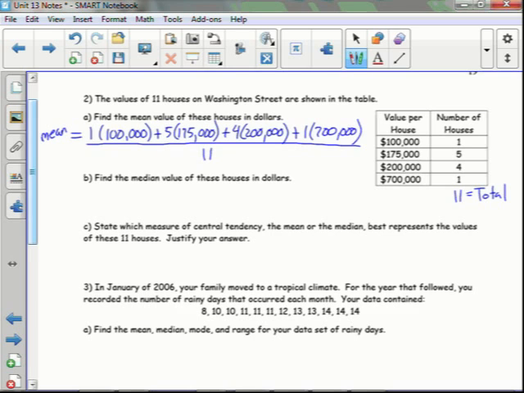Okay, so often a common mistake is people don't put in 5 175s. They only do that once, and that would really change our data. So we can calculate what this is going to come out to, and we have 100,000 plus 5 times 175,000 plus 4 times 200,000, plus 700,000. I'm just entering this into my calculator. And that comes out to be 2,475,000. Okay, so I can squeeze this in. 2,475,000 divided by 11 is, so the mean is 225,000.